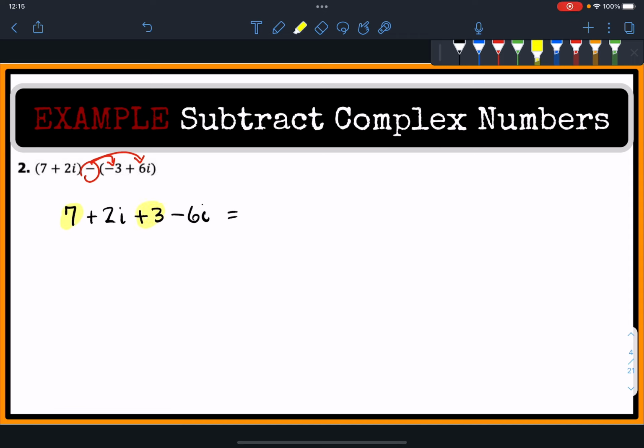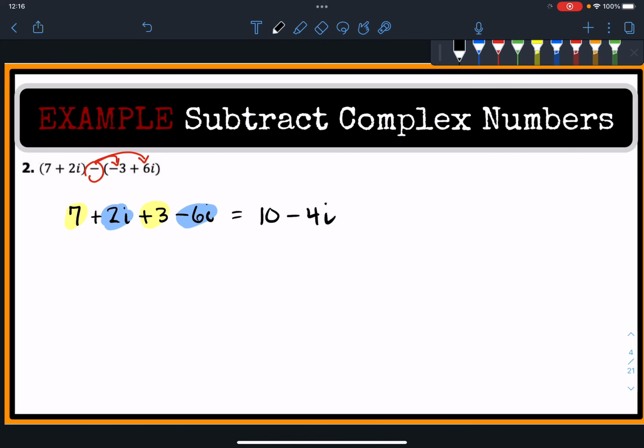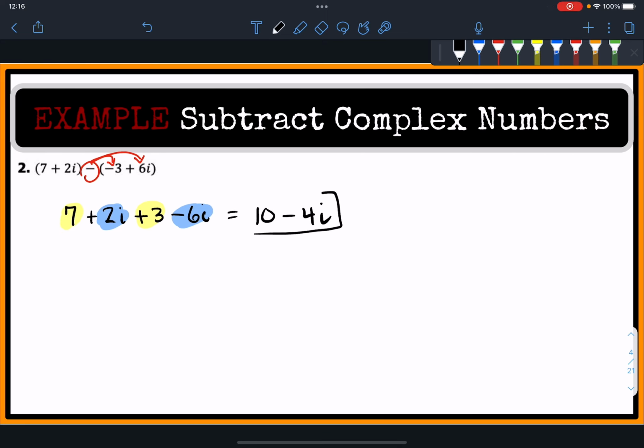So I add the real parts together, which is going to add up to 10, and then I add the imaginary parts together, which right here, because they're different signs, they're going to add up to a -4, so I end up with -4i. So this is how I subtract them.